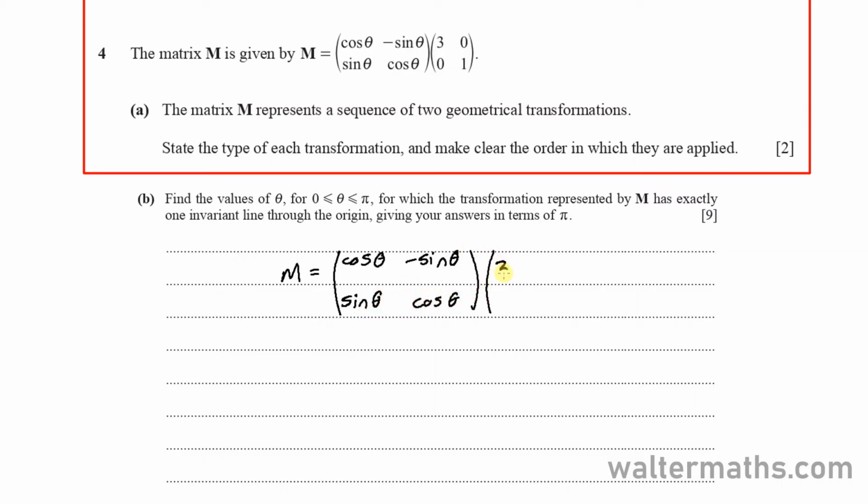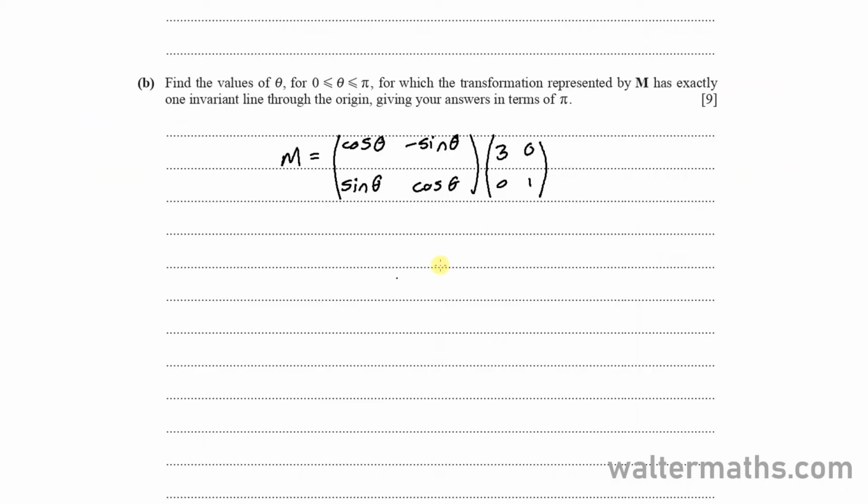Pre-multiplying the matrix 3, 0, 0, 1. Right, so we are going to multiply the two matrices. So row by column, we'll be having here cos theta times 3, which is 3 cos theta, plus minus sine theta times 0, which gives us 0.